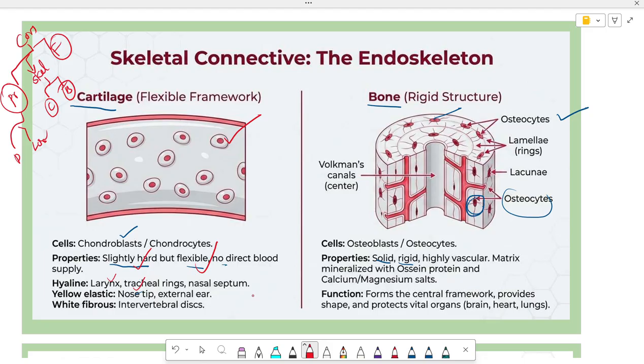Whereas bone is a tissue made up of cells called osteocytes or osteoblast cells, and it is rigid in nature, that is solid and highly vascular. The matrix is ossein, a bone protein, along with calcium and magnesium. It helps in the framework and shape of the body. It protects vital organs like the brain, heart, and lungs by different bony cavities. This is about the skeleton connective tissue: cartilage and bone.